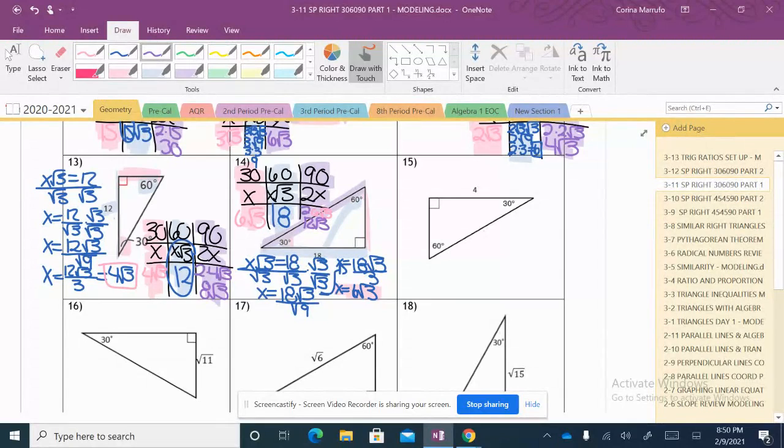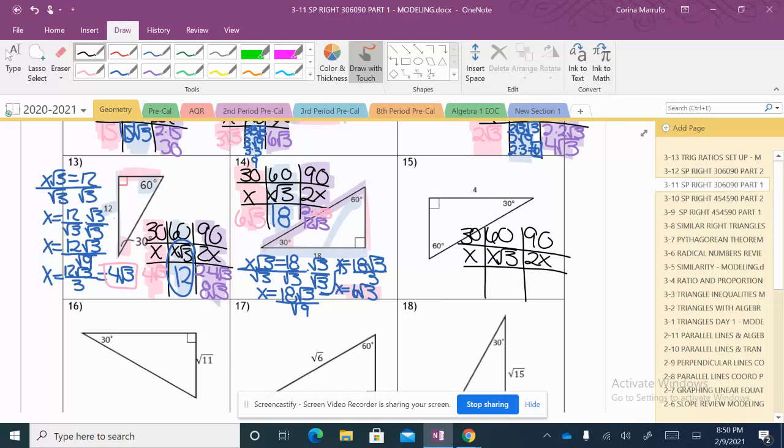And that's it. So let's go ahead and go on to the next one. We start off the same way all the time. Set up a table, that way we organize our information and we do not make careless mistakes. So 30, 60, 90, x, x times the square root of 3, and 2 times x. Okay. So then from there, we go ahead and look at the information that is given. So they gave us 4, which is across our 60-degree angle. So that means a 4 is going to go in this box. I'm going to go ahead and write the 4 here. Once again, that means x times the square root of 3 is equal to 4, which is not obvious what x is.